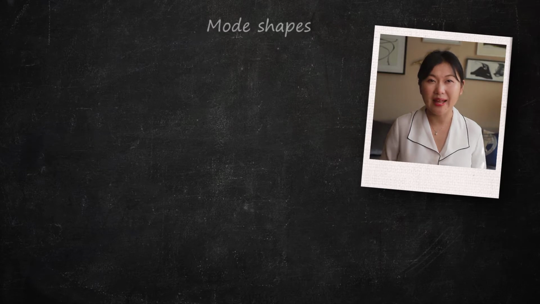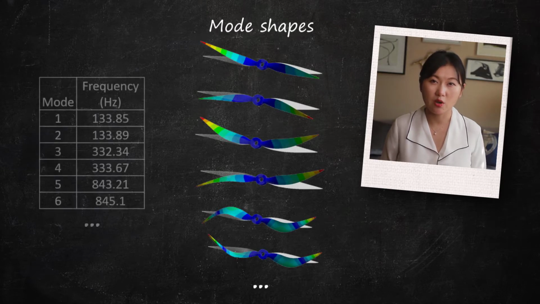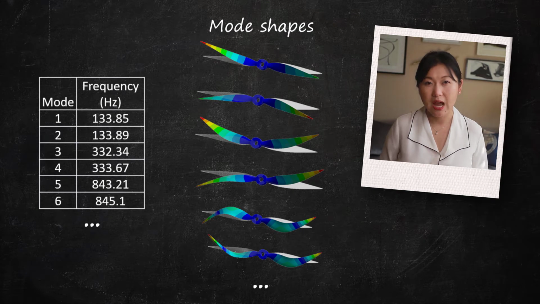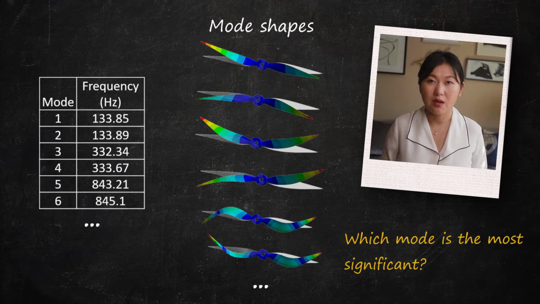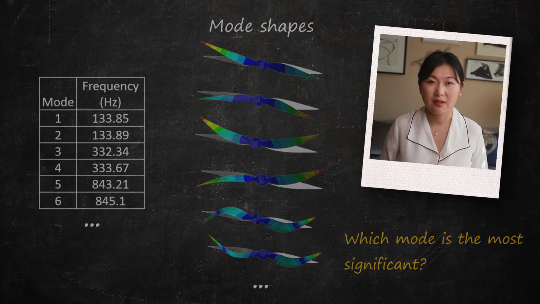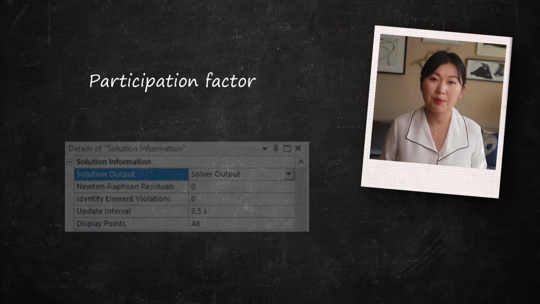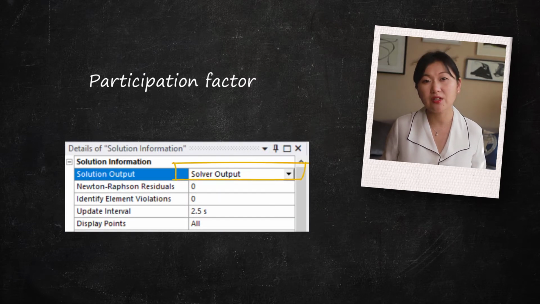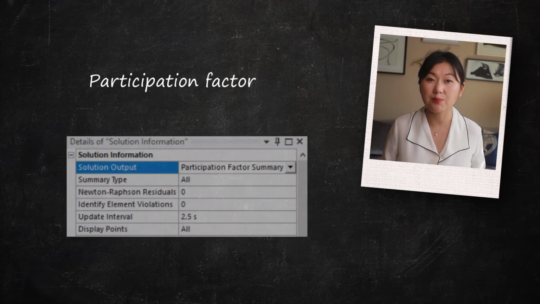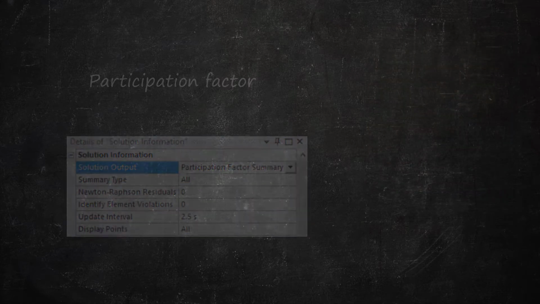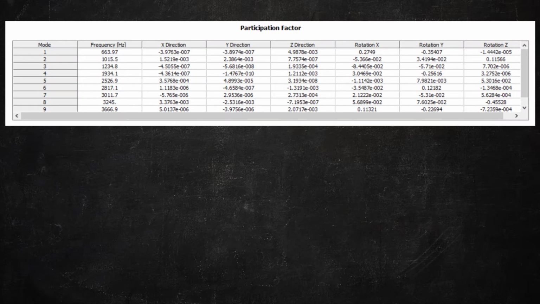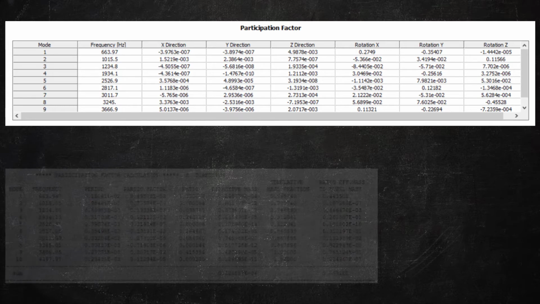When we perform the modal analysis, we generally get multiple modes or frequencies for a given structure. Out of all these modes, it is important to determine the most significant mode. But how can we identify such a mode? This can be done by understanding the participation factors for the various modes. Once the modal analysis is solved, the participation factor summary can be found under the Solution Information or Solution Output drop-down list. If you look closely, it lists all the modes, their corresponding frequencies, and their participation factors in each direction.